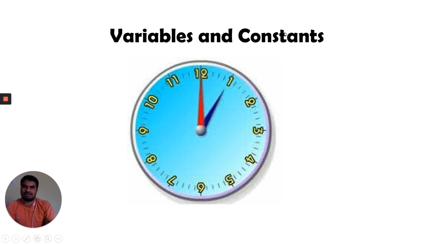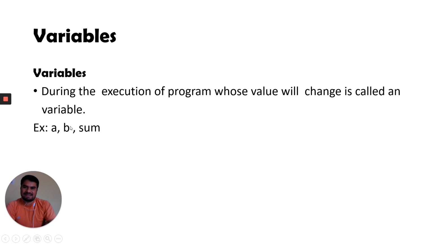So with respect to C programming, variables are nothing but values that will change during the execution of the program. A constant's value will never change during the execution of the program. Let's go through an example: A, B, sum. So A, B and sum are the variables.